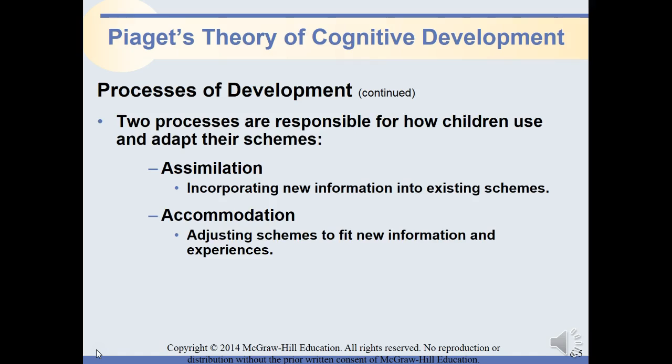Accommodation would be if I have a category of dog, and most of us have seen all kinds of different dogs. Let's say I had seen German Shepherds and Golden Retrievers and Chihuahuas, and then one day I see, I don't know, a miniature Schnauzer. Well, I haven't seen that before, but the miniature Schnauzer is a dog, and so what I do is adjust my scheme of dog now to account for this different-looking dog than the ones I've experienced.